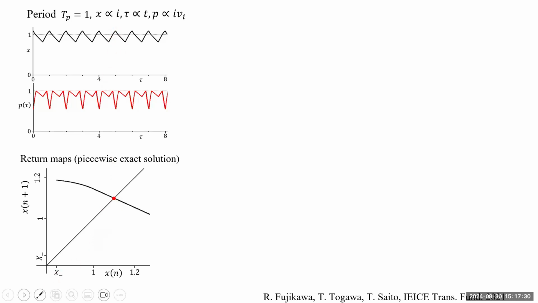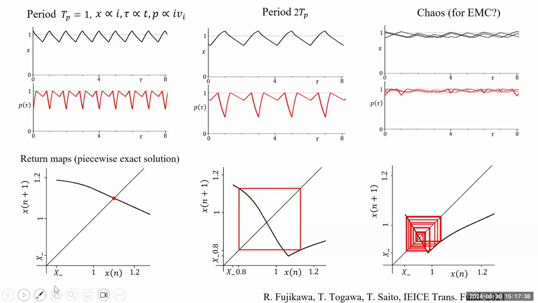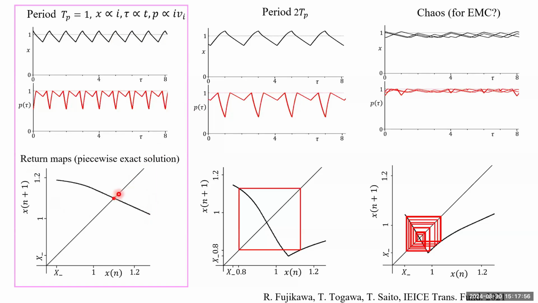As the parameter varies, we obtain a period 2 orbit, this cycle, and chaos. And we can analyze chaotic behavior theoretically. And chaotic behavior may be applicable to EMC. But in this webinar, for simplicity, we focus on this case. Anyway, the system exhibits a variety of nonlinear dynamics, but we focus on the period 1 orbit in this webinar.